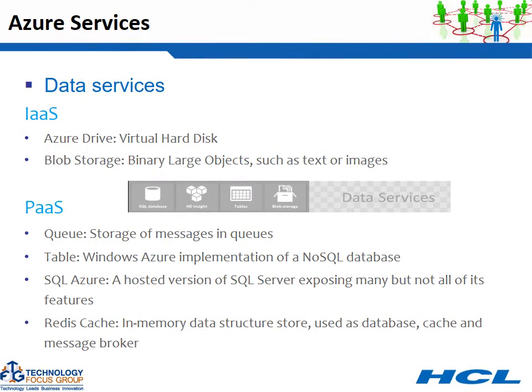The next major service is data services. In terms of IaaS, you can simply think of it like a raw data storage area, which we can say is Azure Drive. Then there's blob storage, which is for storing files and large objects which can be images, videos, and other stuff. This kind of storage is for unstructured data.